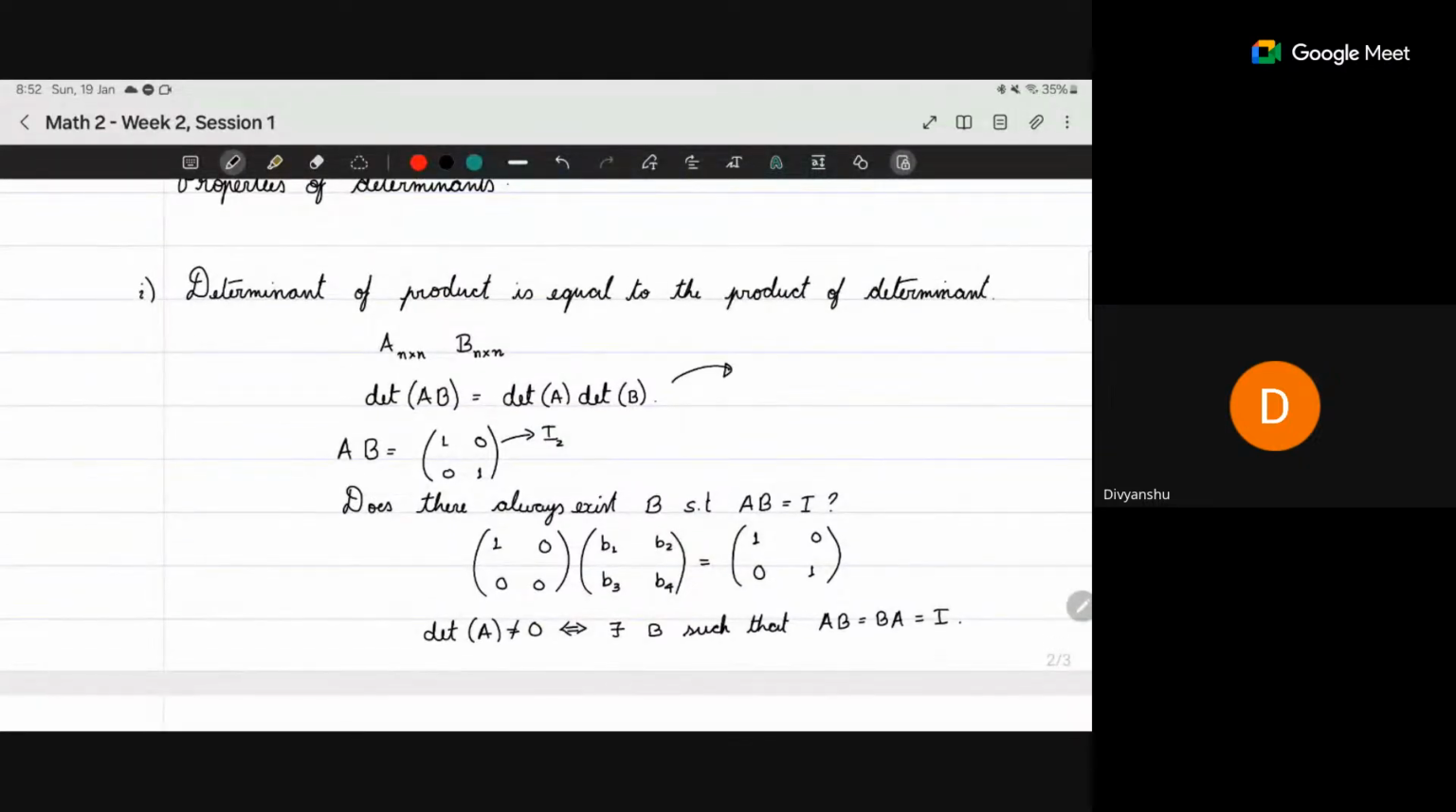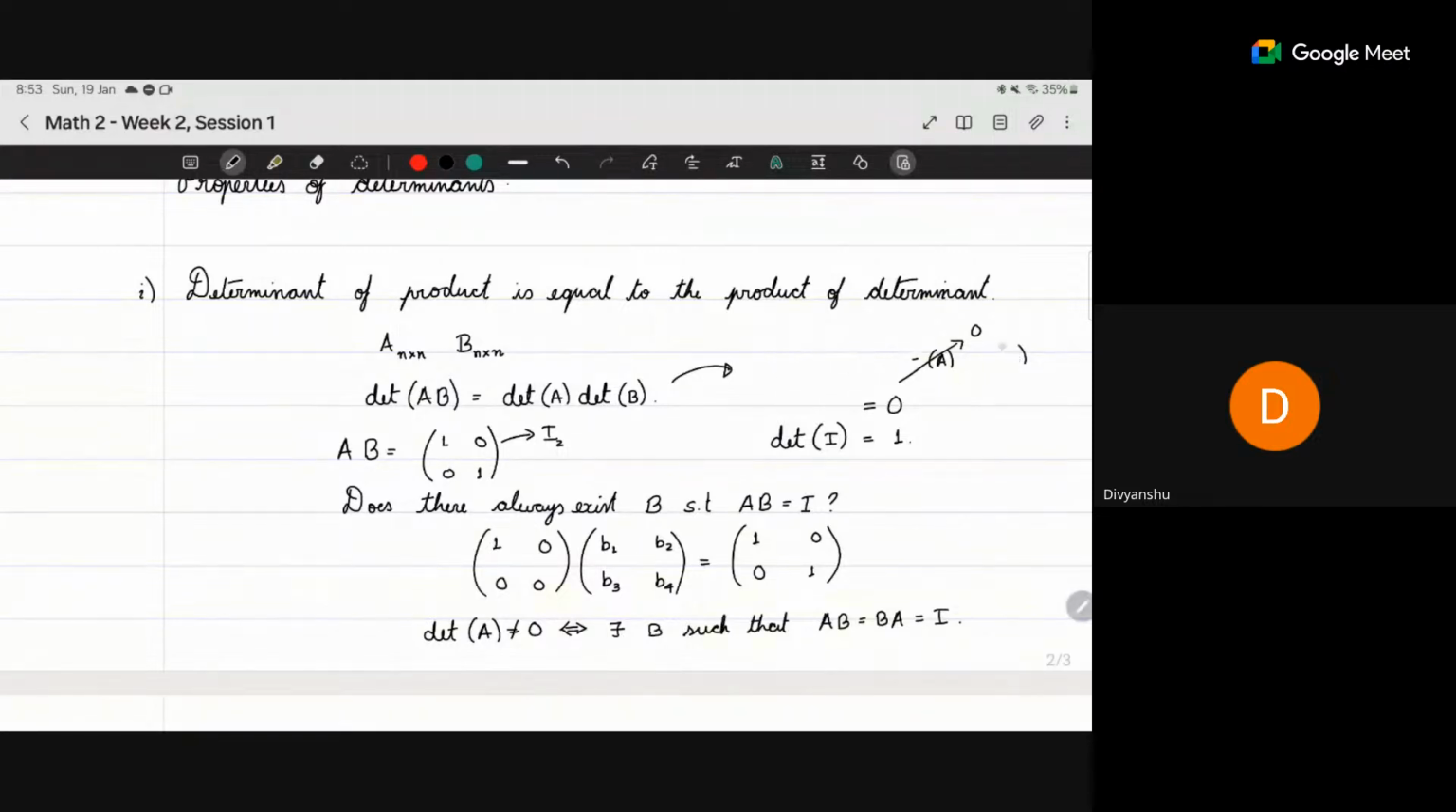Suppose I have determinant of A equal to 0. Then doesn't matter what I do, determinant of AB will always be equal to determinant of A into determinant of B. And my assumption is that this is 0. So this becomes 0, correct? On the other hand, determinant of I is always 1. So AB cannot be equal to I because determinant of AB cannot be equal to determinant of I. If two matrices are the same, then their determinants have to be the same. But the determinant of one thing is 0 and the other thing is 1. So this can never happen.